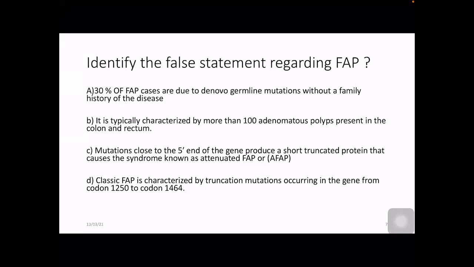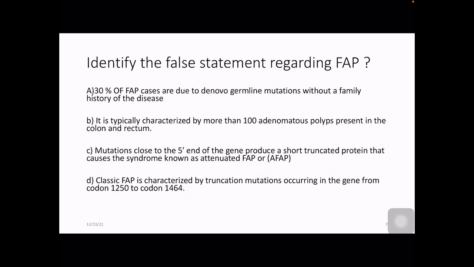Option B, it is typically characterized by more than 100 adenomatous polyps present in the colon and rectum. True or false? True. Yeah, wonderful. So the basic phenotype in any FAP is the presence of more than 100 polyps. Sometimes the polyps may be present in thousands, diffusely scattered throughout the colon.